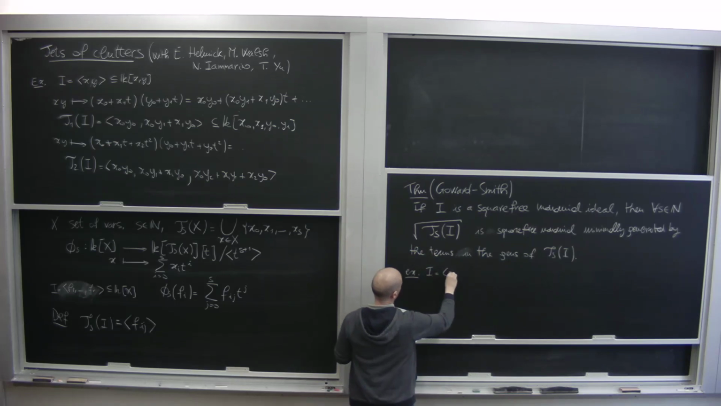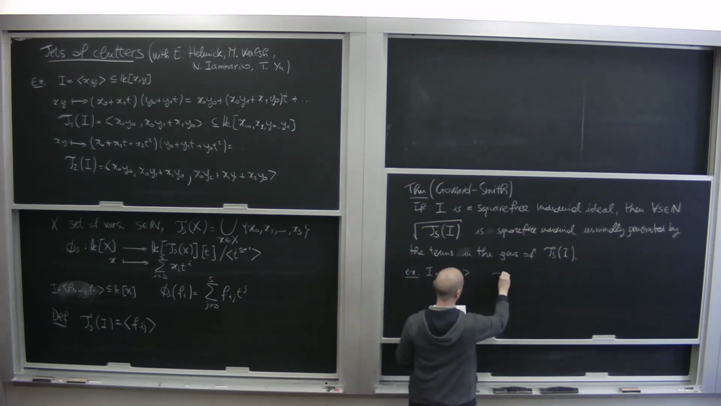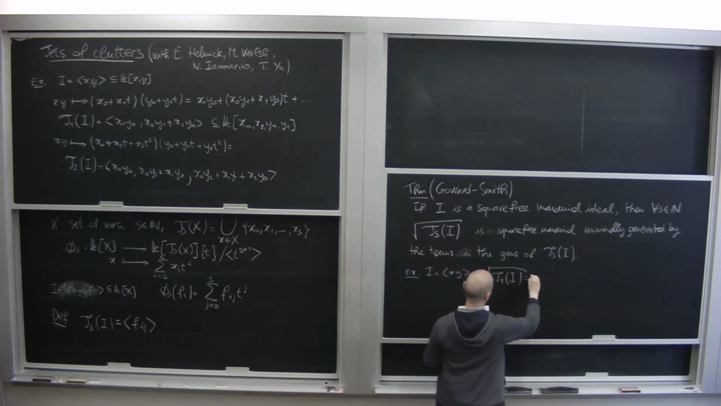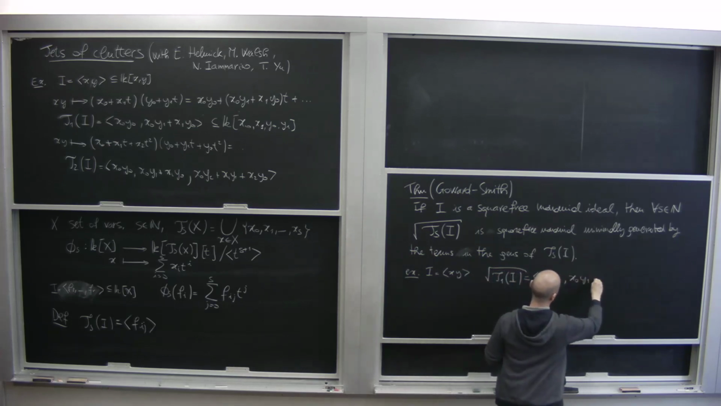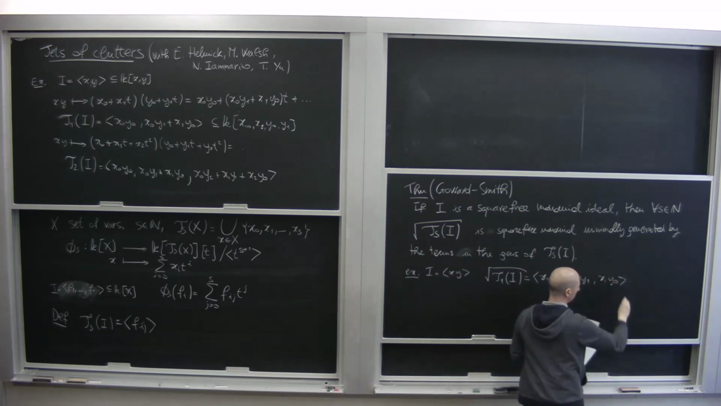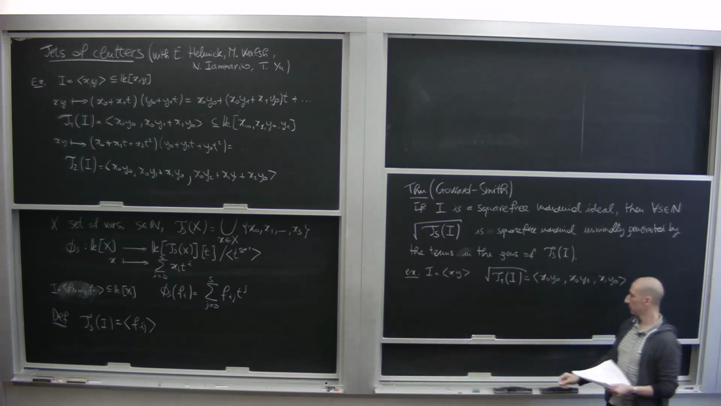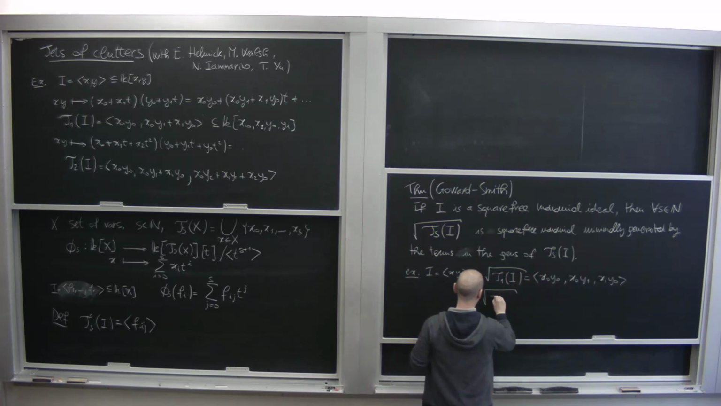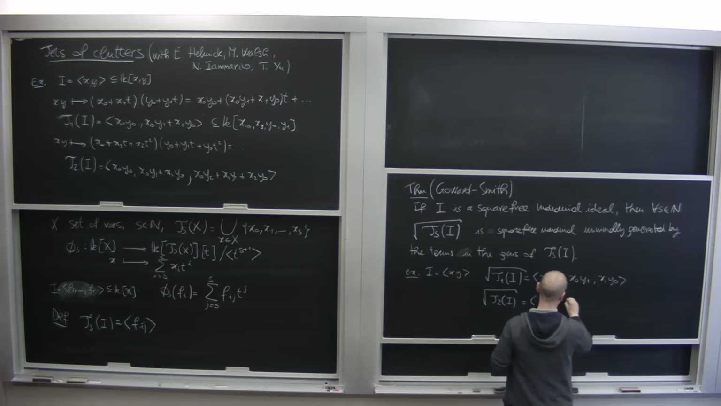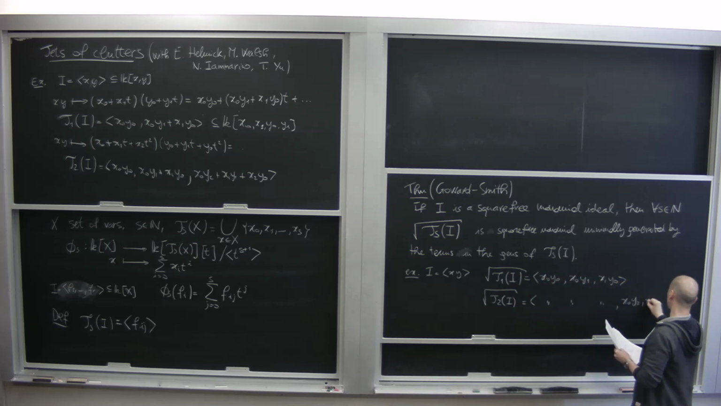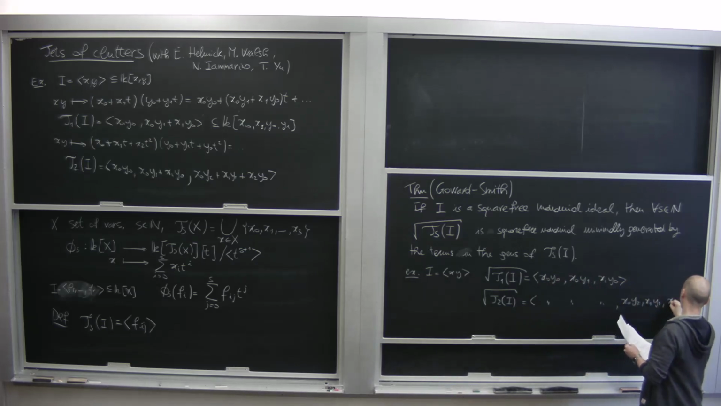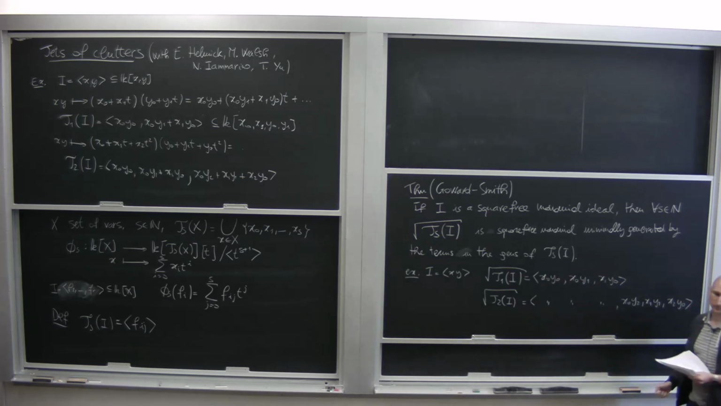Again, if I start with I being just generated by xy, the first order jets, we know, we take the radical of that, it will have generators x0, y0, x0, y1, and then x1, y0. And then if you do the second order jets, you get all this stuff, and then all the new stuff. So that's x0, y2, x1, y1, x2, y0.